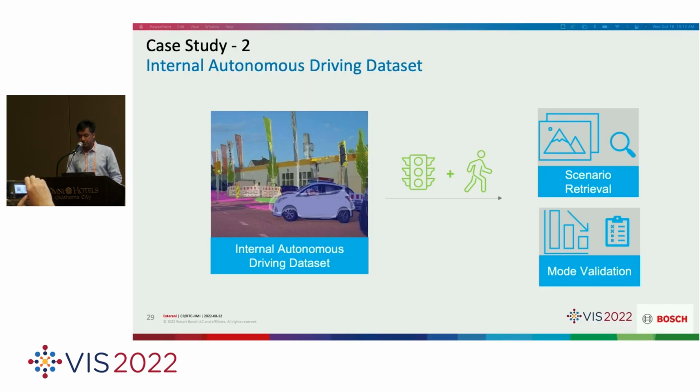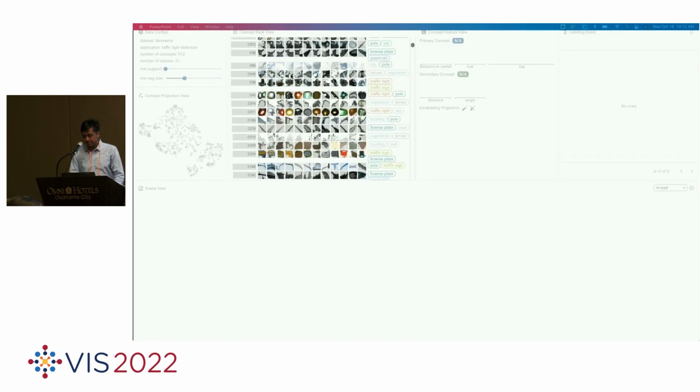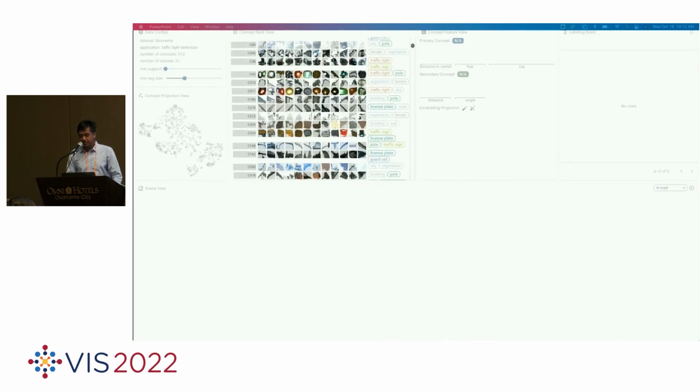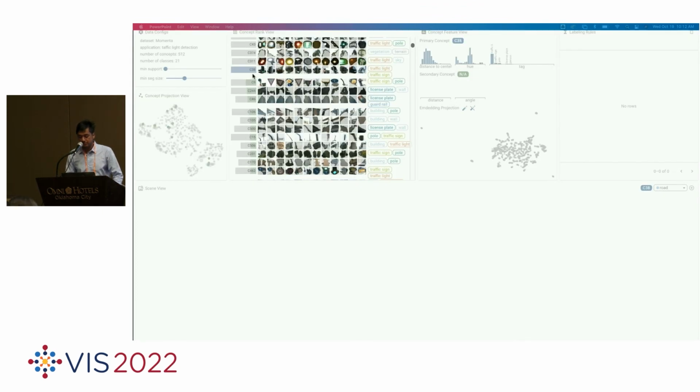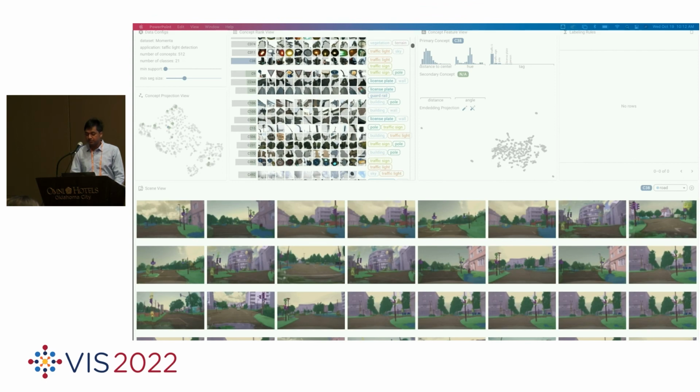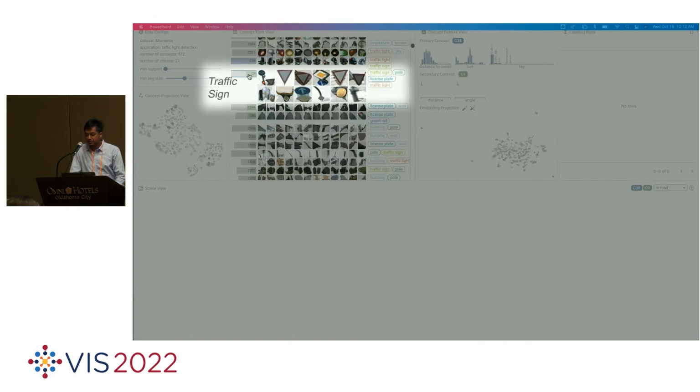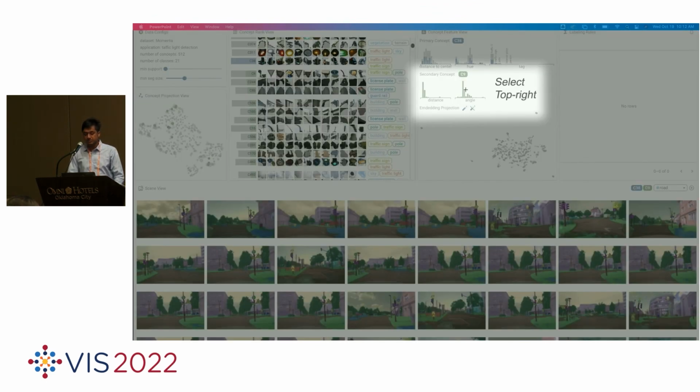Domain experts can also create scenarios to test the model's performance. For example, they could check the model performance over the traffic light plus traffic sign scenario. They found the relative position between the traffic light and traffic signs would impact the model's performance.